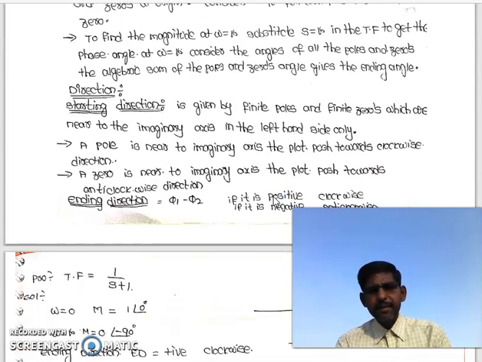How to find the starting direction and ending direction? Starting direction is given by finite poles and finite zeros which are near to the imaginary axis in the left hand side only. If a pole is near to the imaginary axis, the plot is pushed towards the clockwise direction. If a zero is near to the imaginary axis, the plot is pushed towards the anti-clockwise direction. For the ending direction, phi 1 minus phi 2: if it is positive, clockwise; if it is negative, anti-clockwise.